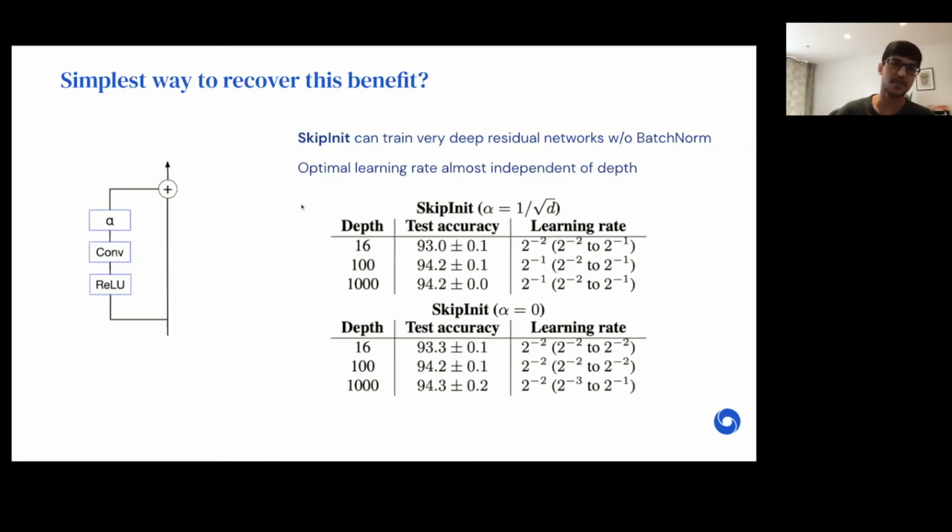Here I'm showing results for two different initializations of alpha. In the first case, we initialize it to 1/√D. And in the second case, we initialize alpha to zero. When you initialize it to zero, at initialization this residual block is simply the identity function. This path is completely blocked off. In both cases, you can train very deep networks to high accuracies, and the optimal learning rates are again almost independent of the depth, just like the batch normalization case. This confirms that the main benefit of batch normalization for training very deep ResNets comes from downscaling the residual path.